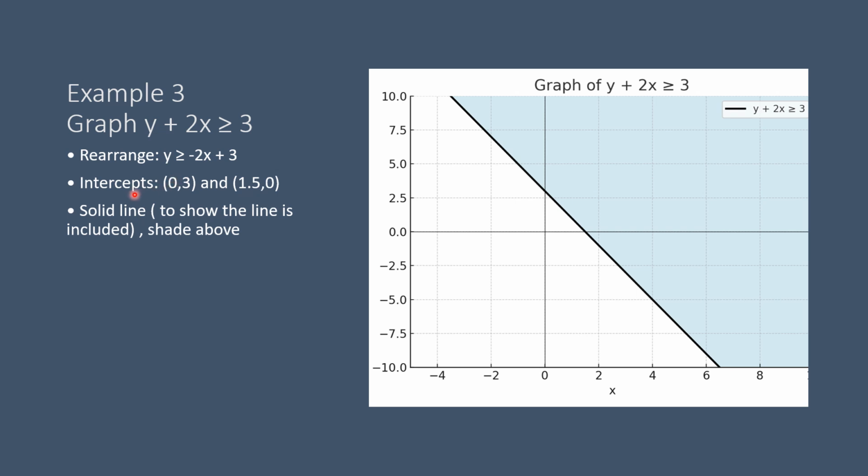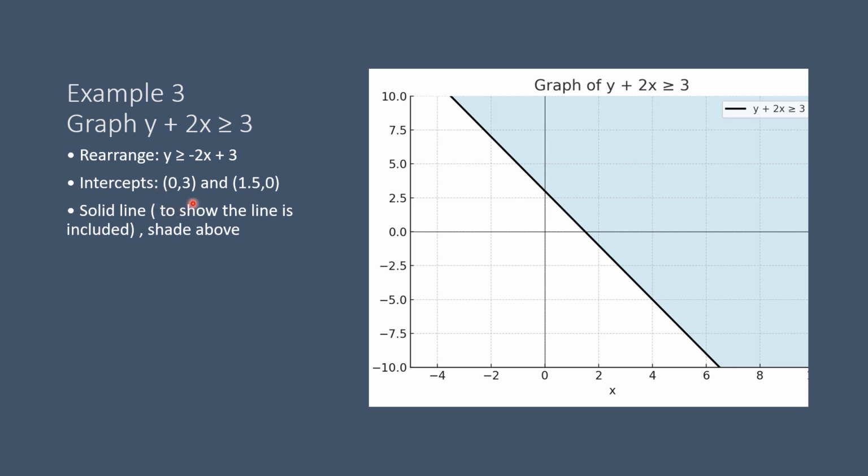So we will plot the graph of y equal to. We are going to remove the greater than or equal to and use the equation sign, the equal to sign, and that will help us to draw our border line. So how do we draw the border line? We find the intercept on both axes, both the x-axis and the y-axis.